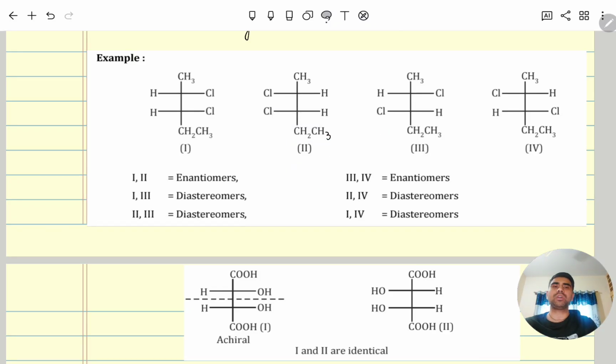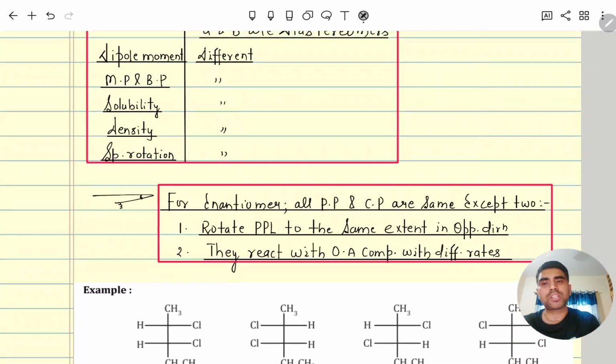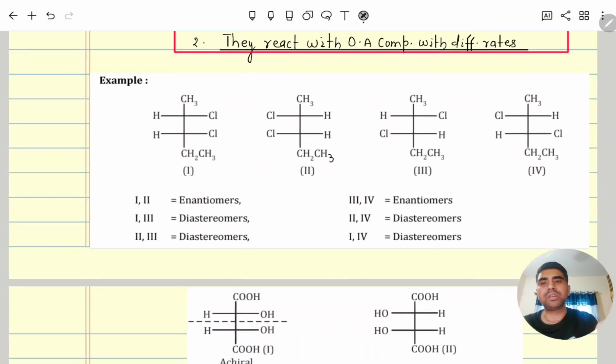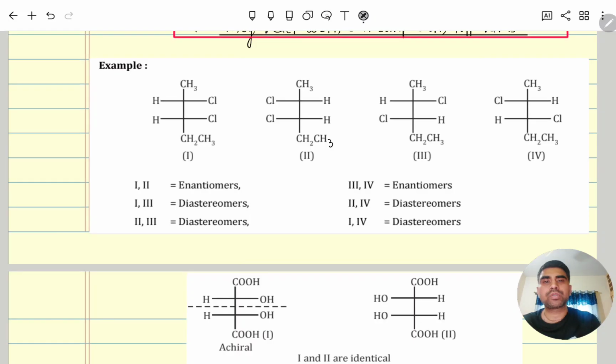That means the compounds are called diastereomers. Their melting point, boiling point, dipole moment, specific rotation, density, everything will be different because they have two different geometries. So these two are different. This means 1 and 2 are enantiomers, and 1 and 3 are diastereomers.